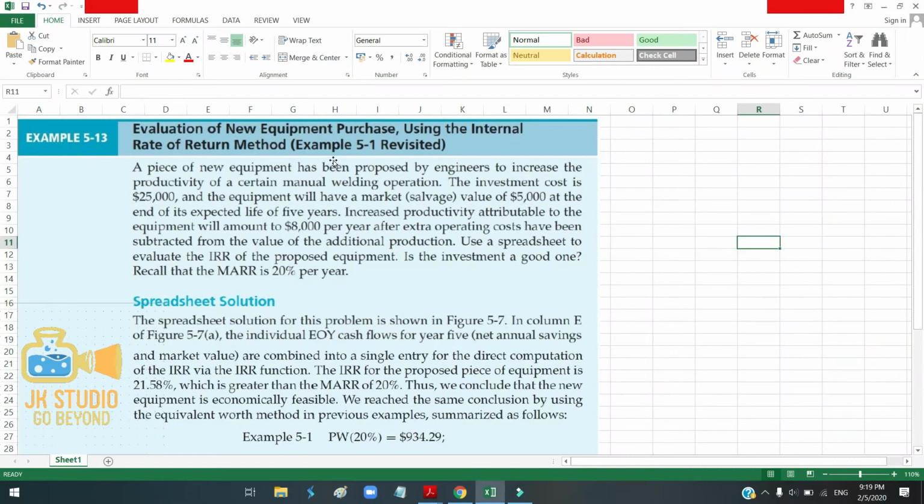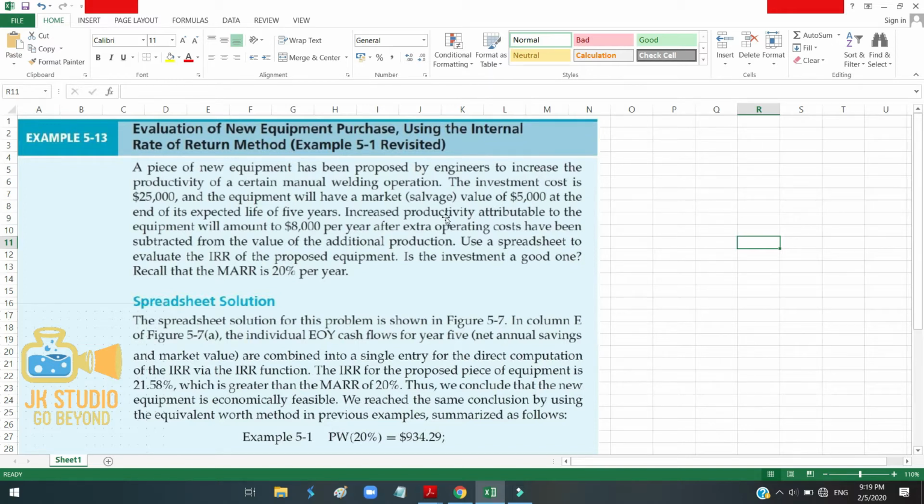13, which is a revisit of example 5-1. A piece of new equipment has been proposed by an engineer to increase the productivity of a certain manual welding operation. The investment cost is 25,000 and the equipment will have a market salvage value of 5,000 at the end of its expected life of 5 years.